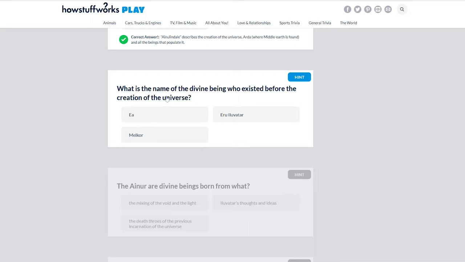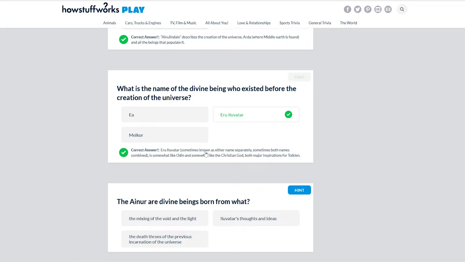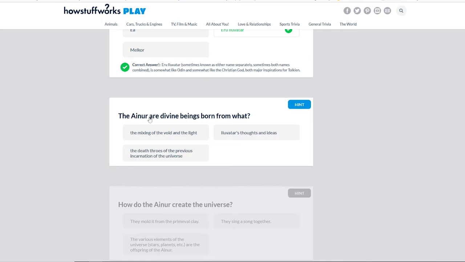What is the name of the divine being who existed before the creation of the universe? Ea, Eru Ilúvatar, or Melkor? And it's Eru Ilúvatar. Correct. Sometimes known as either name separately, sometimes both names combined, is somewhat like Odin and somewhat like the Christian god, both major inspirations for Tolkien. Yes, it is.